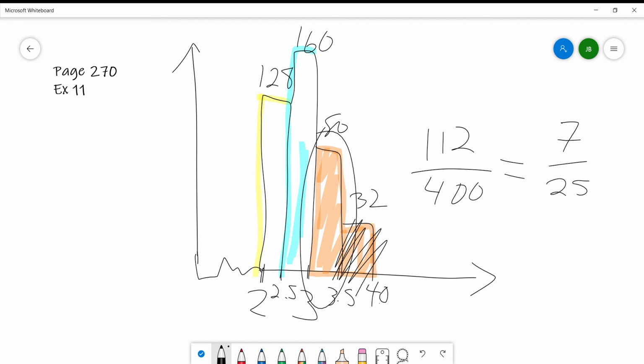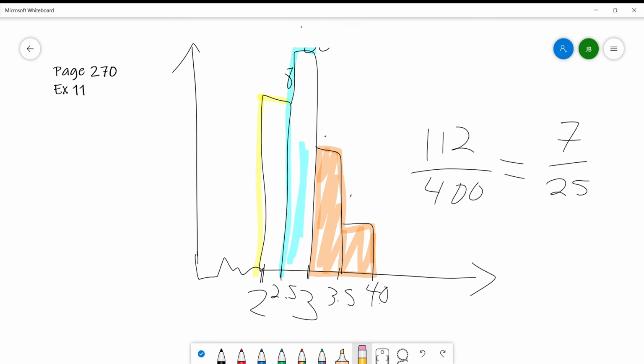Then it says draw a relative frequency histogram using percentages. So basically it's going to look exactly the same, except instead of writing numbers, we're going to write percentages. So letter C, draw a relative frequency histogram using the percentages. So it's 32%, and then 40%. Yep. So neat and pretty, 20%. And then 8%.